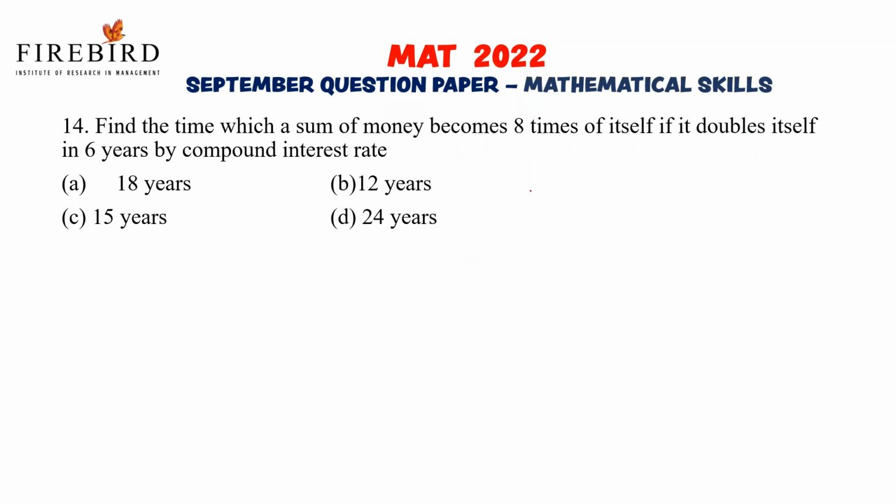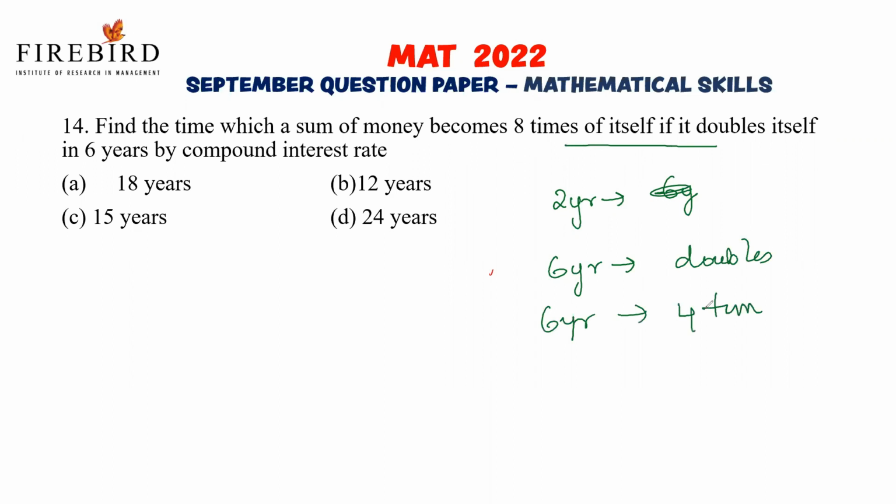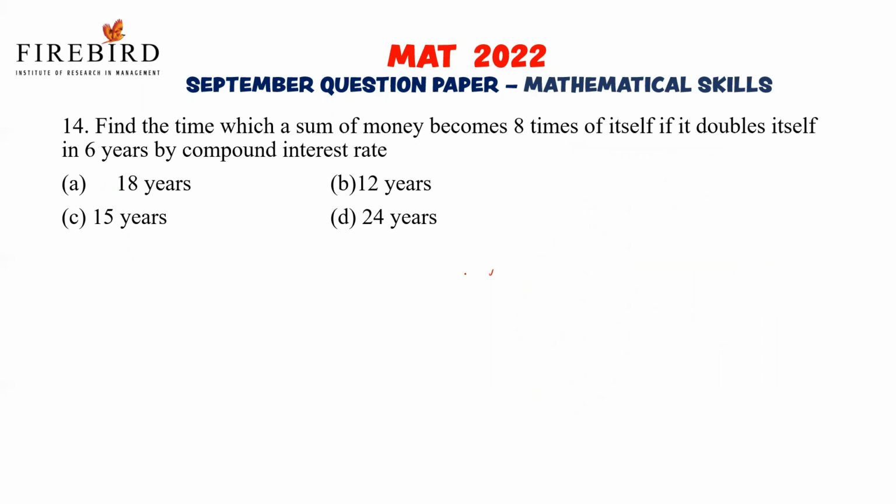Now, find the time in which money becomes 8 times. It is a question based on compound interest. Find the time in which a sum of money becomes 8 times itself if it doubles itself every 6 years. In the first 6 years, it doubles, and in another 6 years, it becomes 4 times the investment. And again, in another 6 years, it becomes 8 times. So the total number of years is 18 years. This is a concept based on compound interest. So your answer should be 18 years.